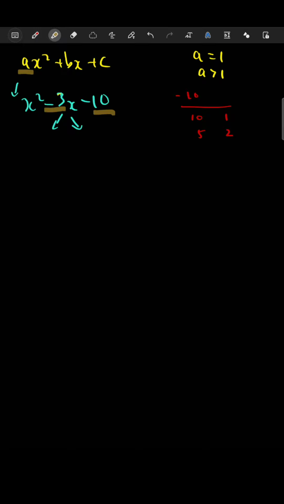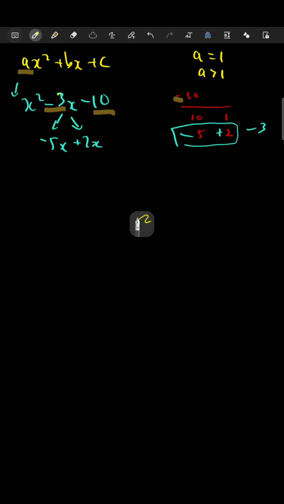Since they're multiplying to minus 10, we know that one of the factors should be negative. It would be reasonable to have minus 5 and plus 2. Multiplying them would give you minus 10, but adding them would give you minus 3, which we want. Let's split minus 3x into two parts. We get minus 5x and plus 2x. So you notice that will give you minus 3x.